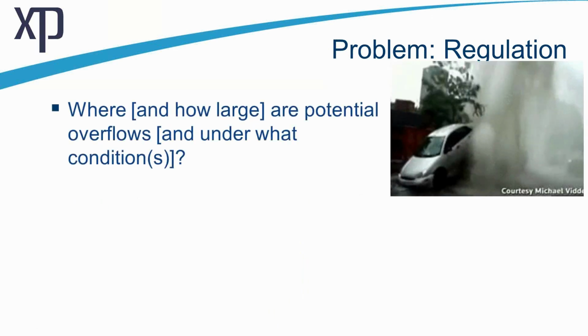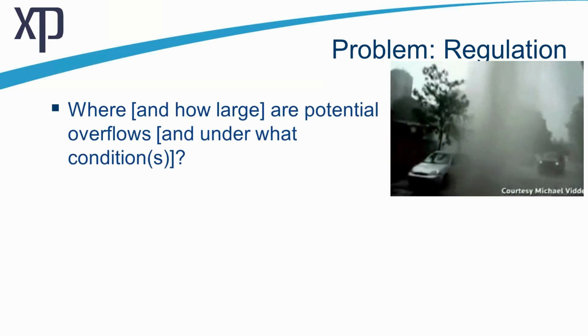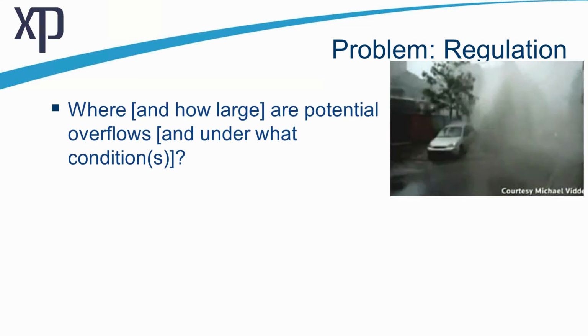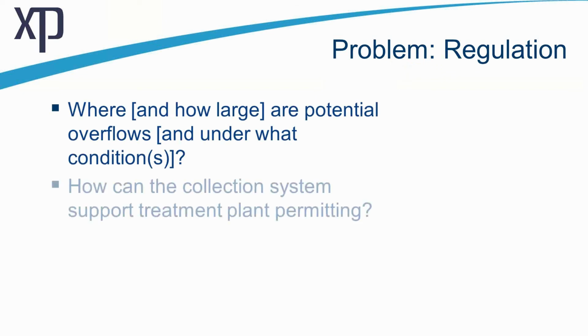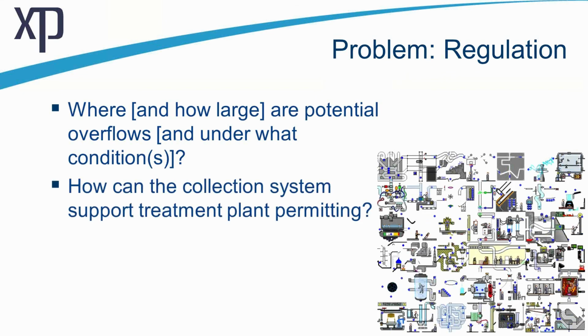Well, we've seen a lot of overflows, right? This is a quite spectacular overflow, I believe, in Montreal, a combined sewer overflow. So we want to know where and the magnitude of overflows and what's causing them to happen. We also want to know, germane to this conversation, how can the collection system support that plant permitting? I'm not a permitter. This is my thought process when I see the plant permitting process.